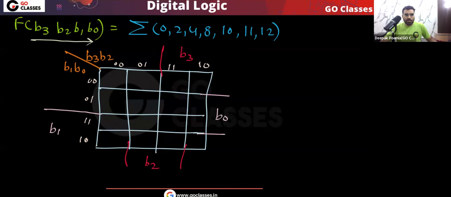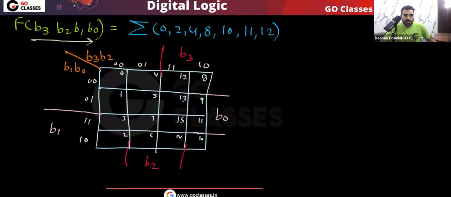Now let's fill this K-map. I told you that when you put the most significant 2 variables on the column and the least significant 2 variables on the row, then what will be the cell numbering here? The cell numbering you already know, that will be basically 0, 1, 2, 3, 4, 5, 6, 7, 8, 9, 10, 11, 12, 13, 14, 15. This will be the cell numbering. Correct. Now let's fill this K-map.